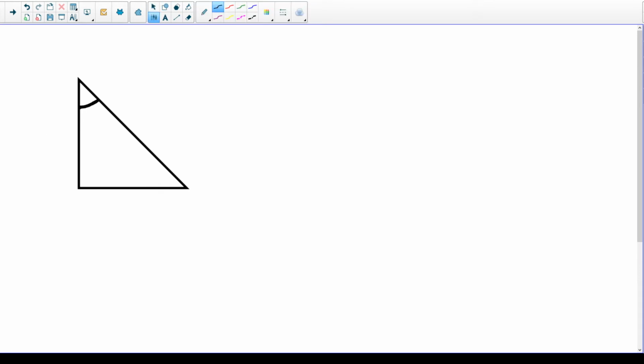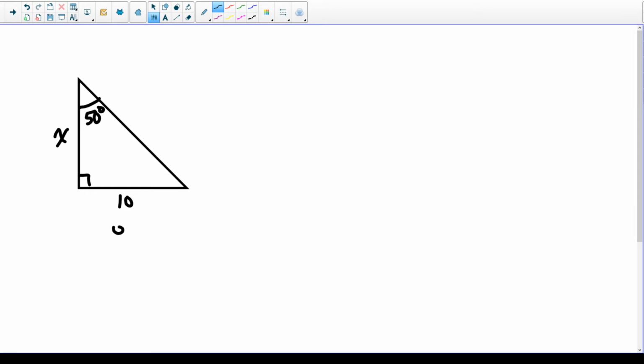So if I do something like this. Okay, and I asked you to solve for x. Here's what's going to happen because we have to follow SOHCAHTOA. It's a right angle triangle, right?